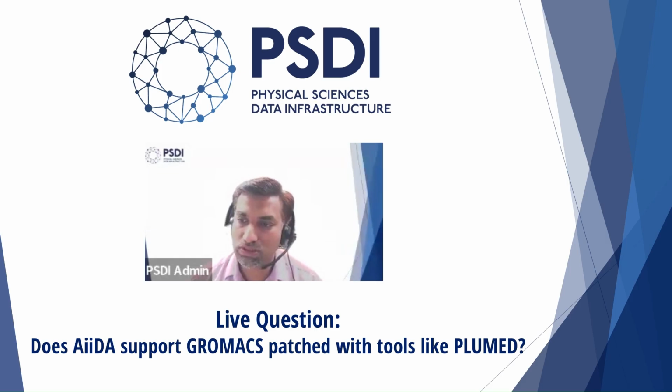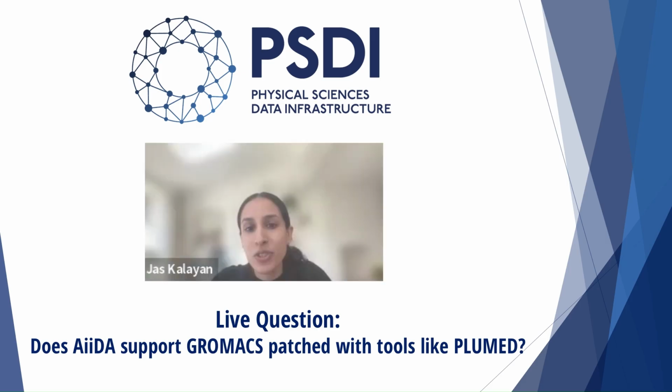Does AIDA work with GROMACS patched with other software like Plumed? Yeah, so with Joel's study, he wanted to use enhanced sampling, so we made sure that it works with Plumed. So it does work with Plumed. If you have another plugin that you are using with GROMACS or Amber, whatever, then we'd have to extend the provenance tool so that it does work with it. So it's kind of on an as-and-when basis.